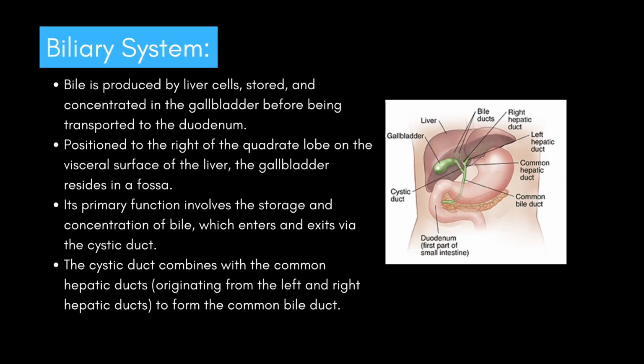So I'd like to open up today by talking about the biliary system. Bile is produced by liver cells, stored and concentrated in the gallbladder before being transported to the duodenum. Positioned to the right of the quadrate lobe on the visceral surface of the liver, the gallbladder resides in a fossa. Its primary function involves the storage and concentration of bile, which enters and exits via the cystic duct. The cystic duct combines with the common hepatic duct, originating from the left and right hepatic ducts, to form the common bile duct.